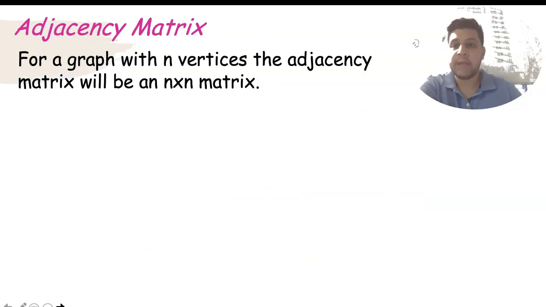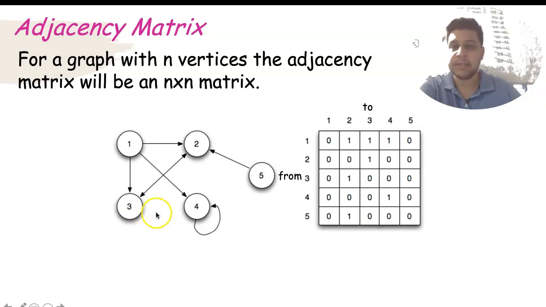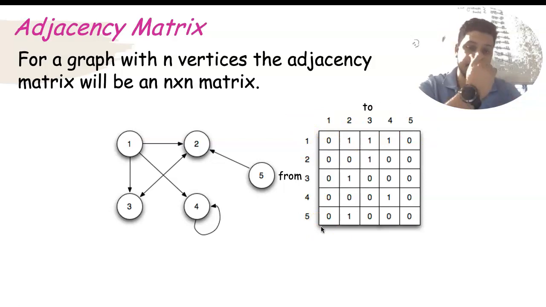For a graph with n vertices, the adjacency matrix will be an n by n matrix. In this case we have 1, 2, 3, 4, 5 vertices, so our matrix will be n times n, a 5 by 5 matrix. Obviously, if we had 8 vertices, it would be 8 by 8. If we had 2 vertices, it would be a 2 by 2 matrix.